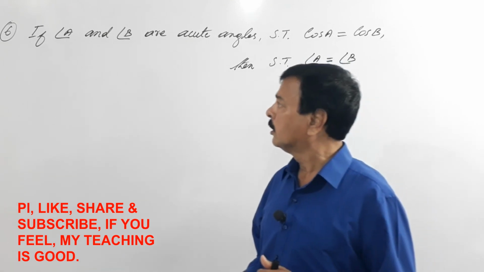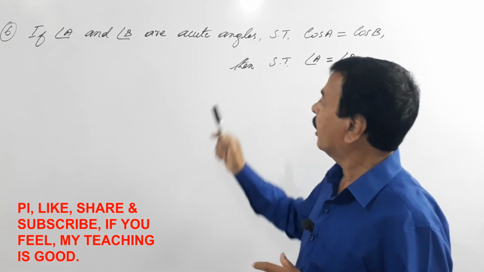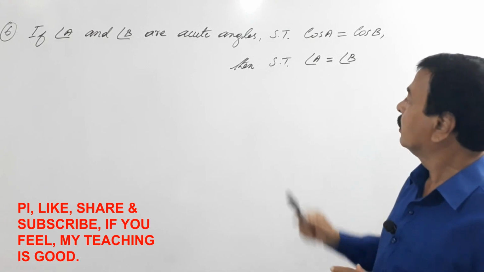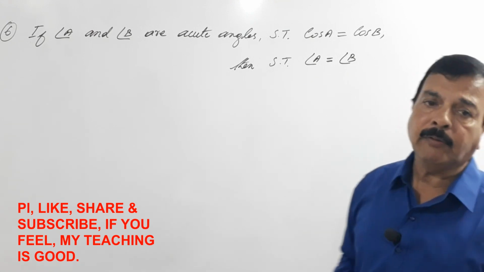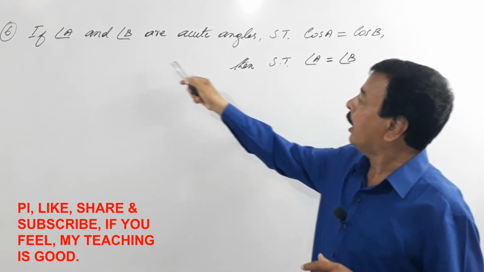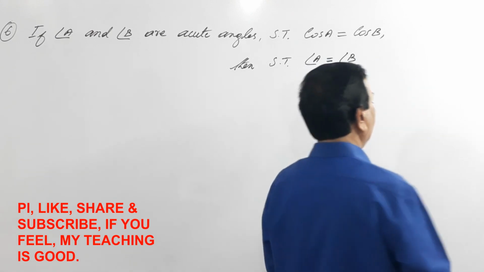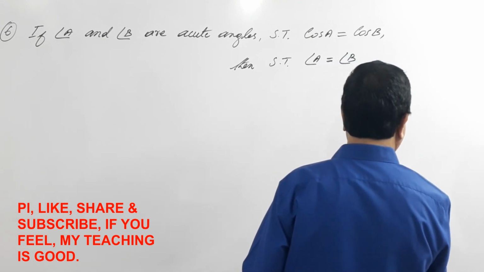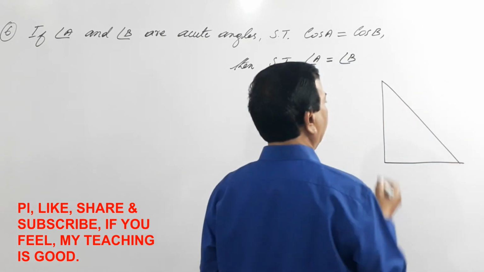So dear students, here is the problem. If angle A and angle B are acute angles, show that if cos A equals cos B, then angle A equals angle B. We have to draw a right angle triangle wherein A and B are acute angles. That means angle C is the right angle. So we'll draw a right angle triangle.